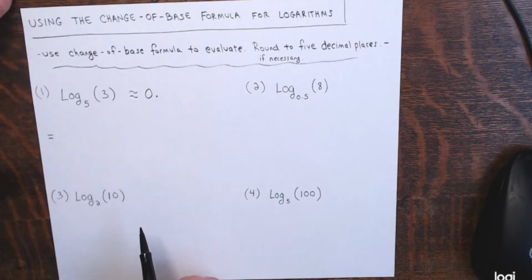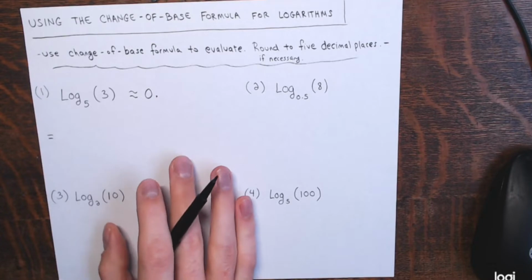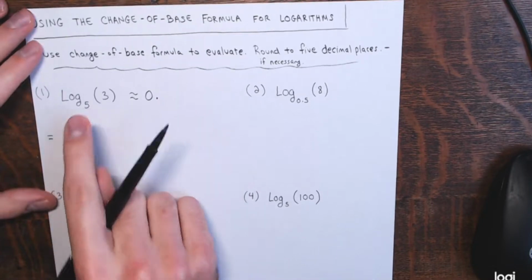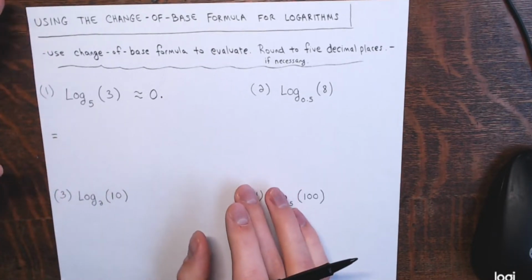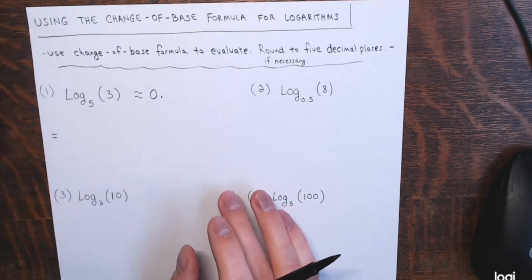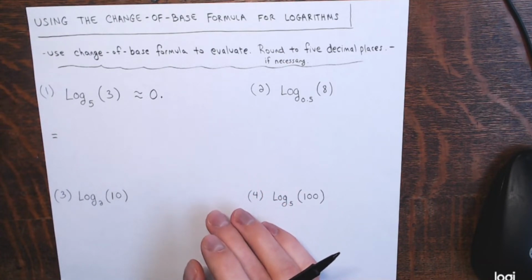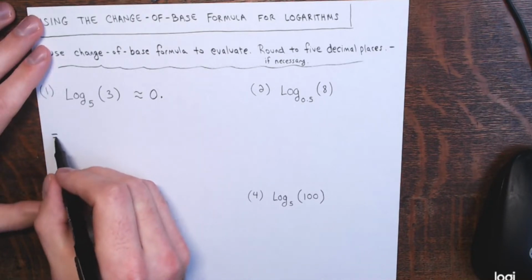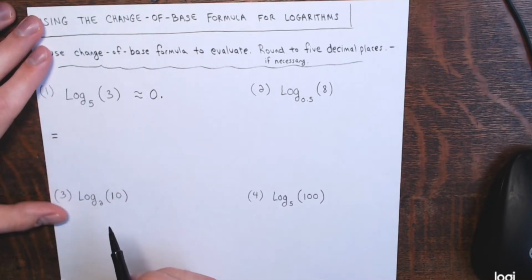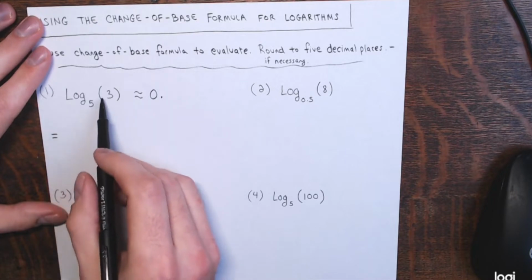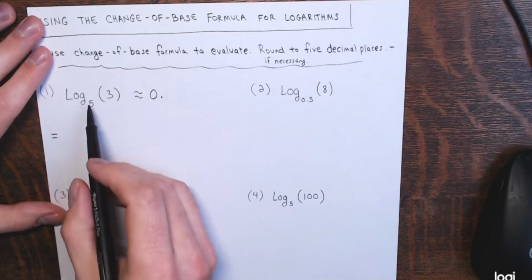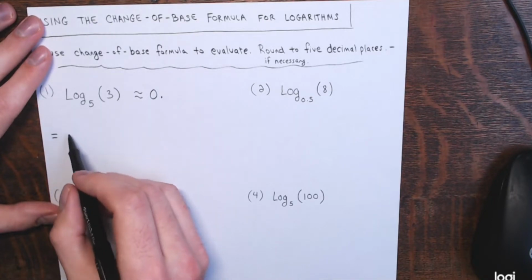Because a lot of calculators nowadays let you punch in whatever base you wish, but most basic scientific calculators will have just a log button, log base 10, or an ln button, natural log, log base e. So if you had a calculator like that, and you wanted to figure out the log base 5 of 3, change it from base 5 to, say, base 10.